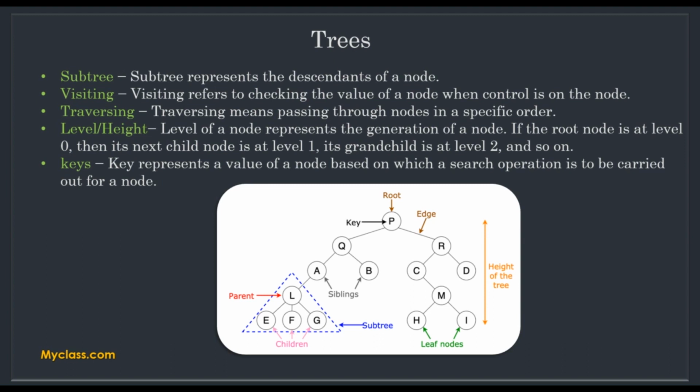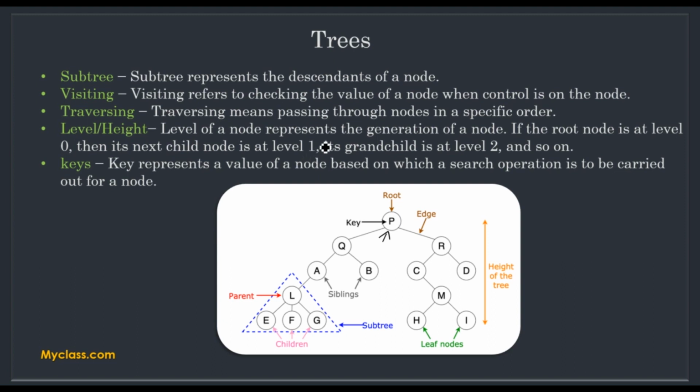So what is visiting? Visiting a node refers to checking the value of a node when control is on the node. When we are doing something through a program and we have reached here, we can say it is visiting the node P. Then what is traversing? Traversing means passing through nodes in a specific order. Lots of nodes are present in a tree, and we can arrange these nodes in a particular order, traveling from the root node P. There are mainly three orders, pre-order, post-order and in-order, that we can discuss later. So that is traversing.